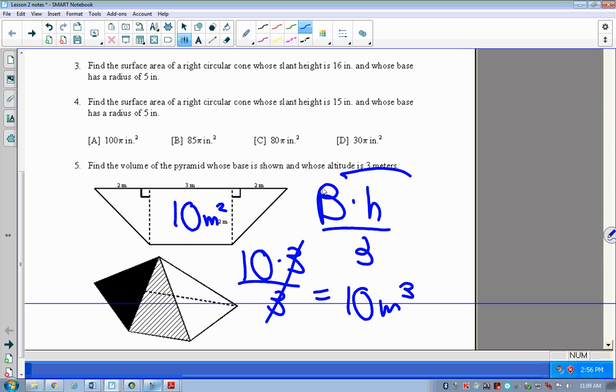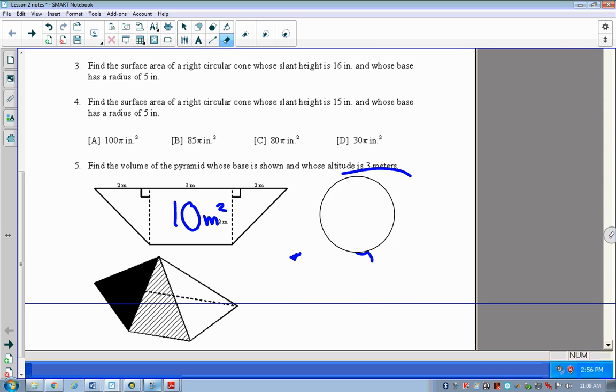Okay, base times height divided by 3. That big B stands for area of the base polygon. If I understand what that means, then I'm going to use that for a cone, except in a cone, that B stands for pi r squared. All right, moving on.